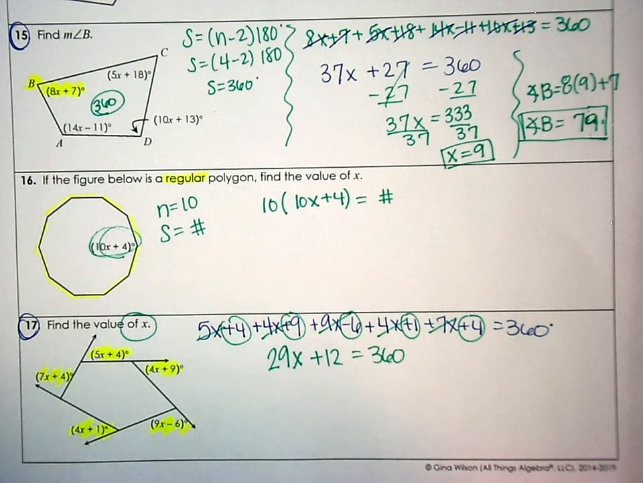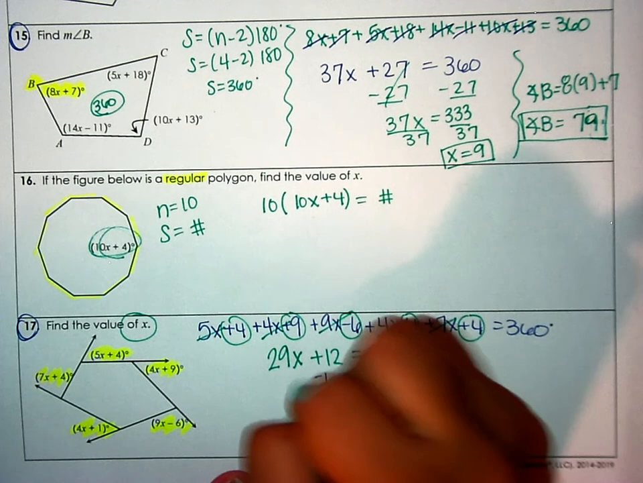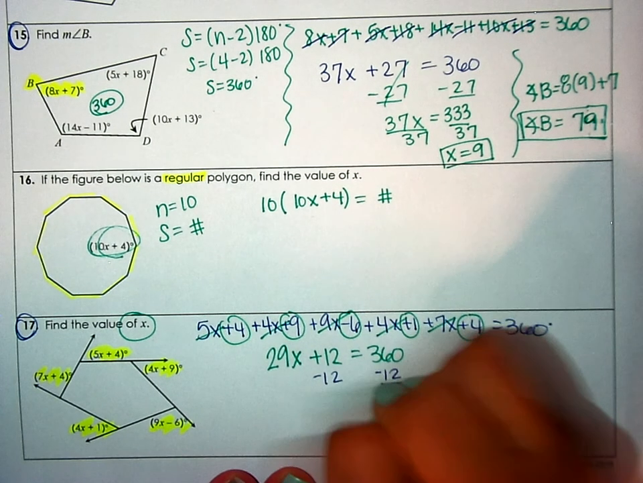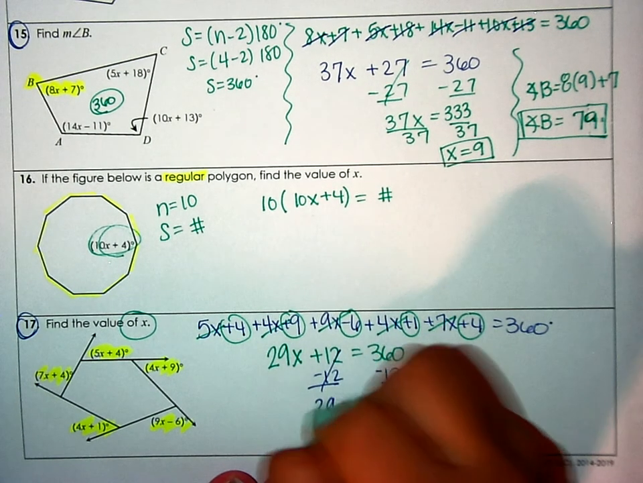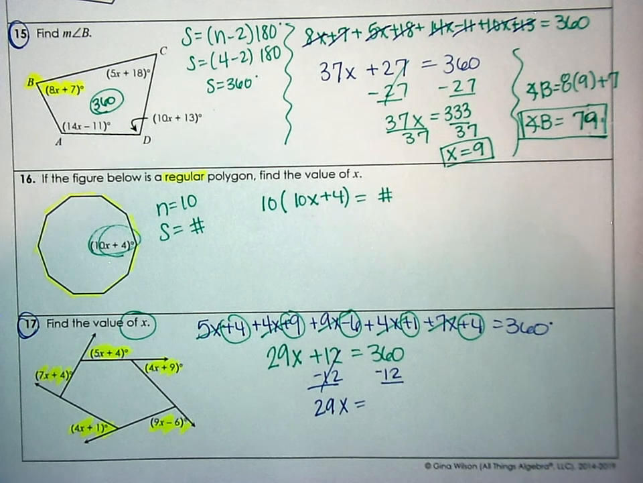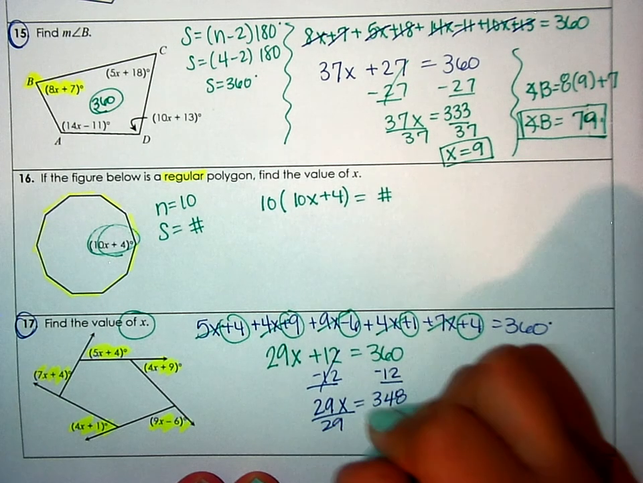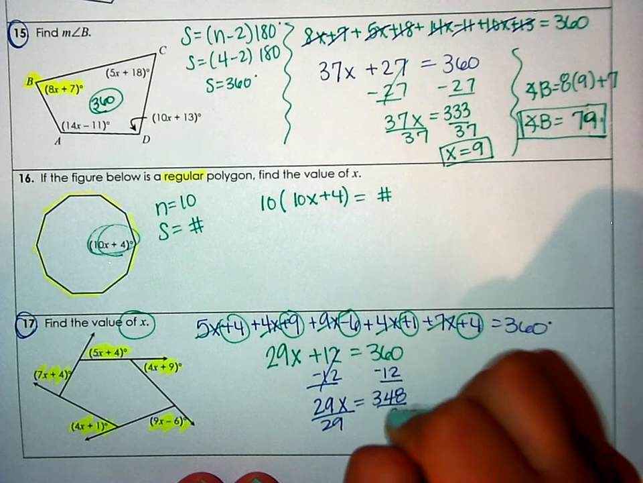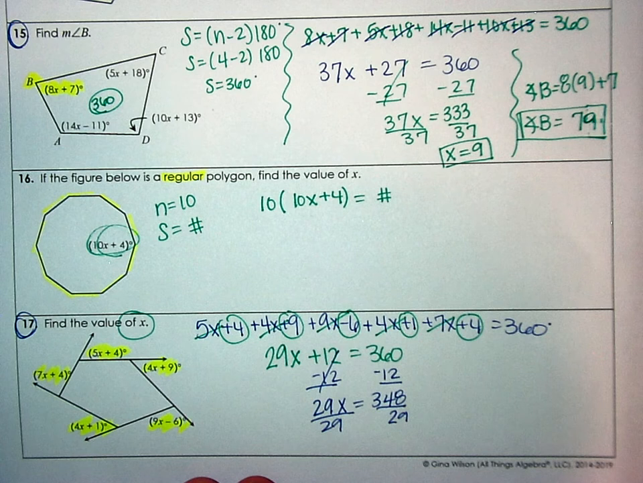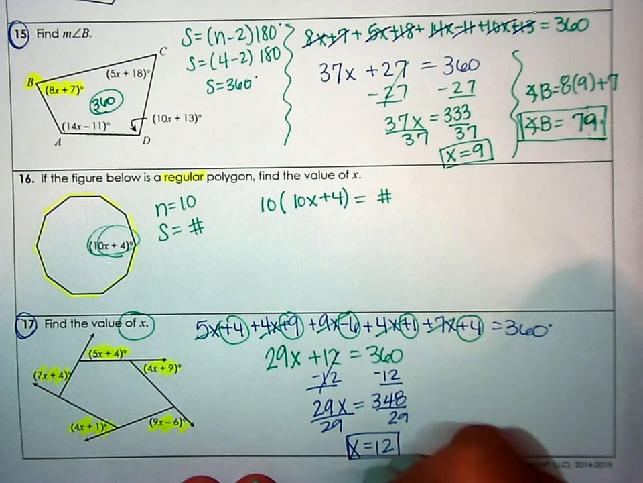Okay, I keep going, and now I'm going to combine my like terms. So I move the 12 to the other side. 29x is equal to, so 360 minus 12 is going to be 348. Divided by 29. And we should get a whole number answer, which is 12. Okay, so not too bad.